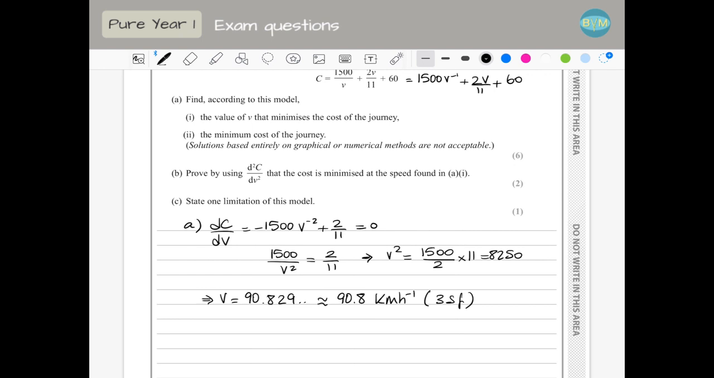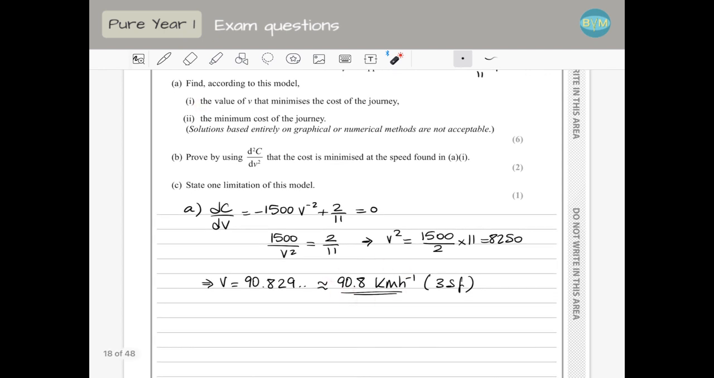3 significant figures. You should check that this is a minimum, but they are asking you that in the second part of the question, where they ask you to prove by using the second derivative that the cost is minimized. If they don't ask you this as a second question, I would do it here. You have to be sure that this value is minimizing the cost and not maximizing it. You know it's a stationary point, but you don't necessarily know it's a minimum. So if this is not asked, I would do the second derivative here and check that this is giving me a minimum.